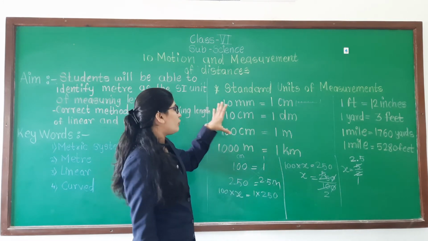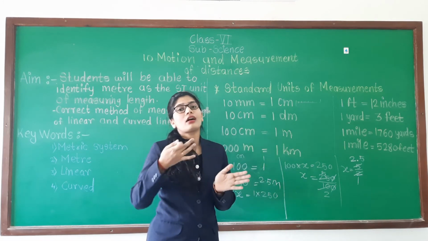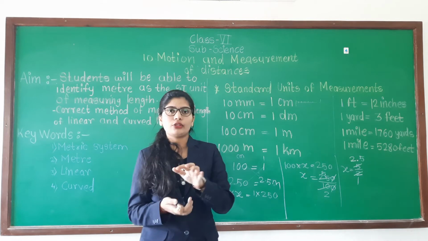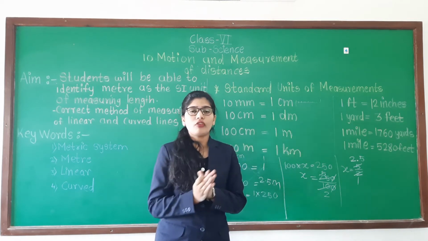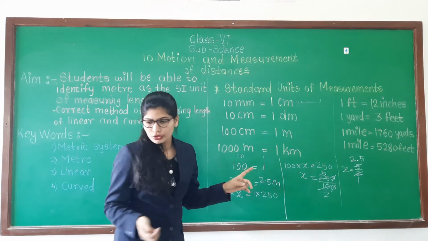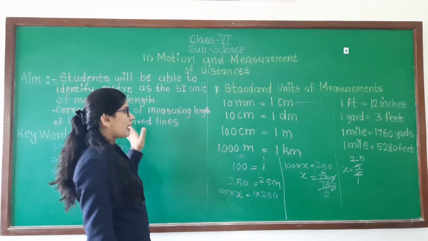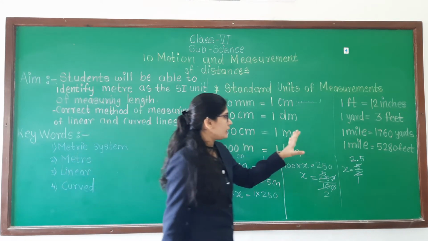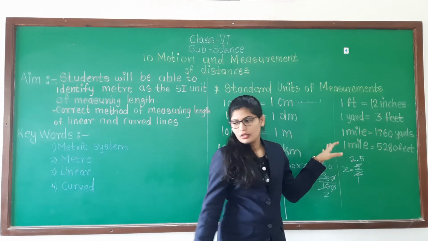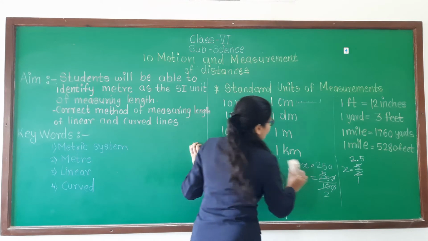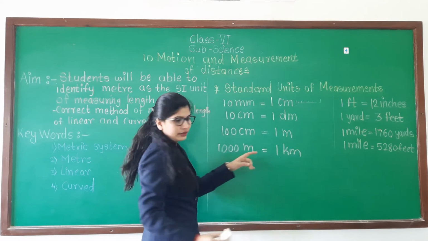So you should first know this basic value, and from that basic value you can convert the values again and you can use them for your solution. Understood about the unit of measuring length? Now we are going to learn about the correct method of measuring length of linear and curved lines. Here I have written some other things, I have given extra information. It is not necessary, but if you want to learn, you can also write those things.